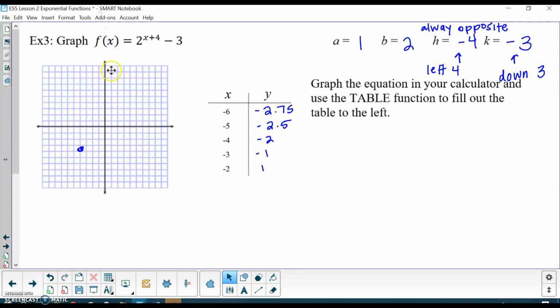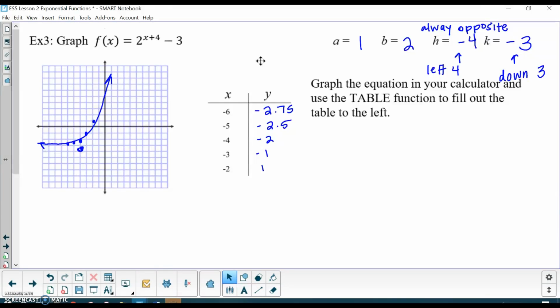We can get out of our calculator now. And then we're going to plot it. So -6, -2.75. So now our exponential graph is going to shift over.